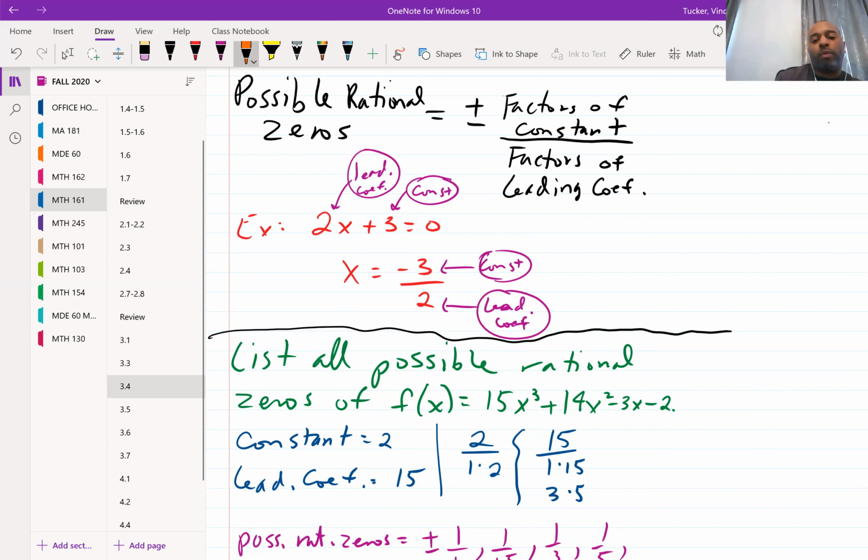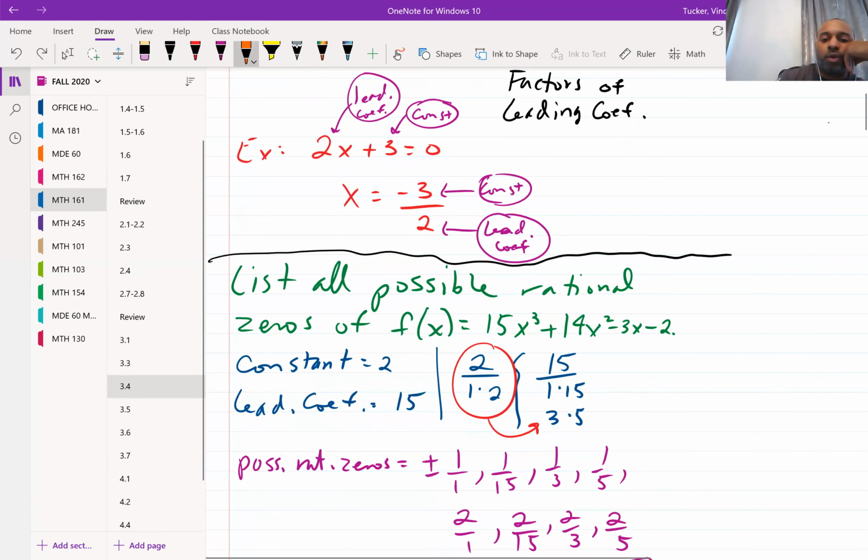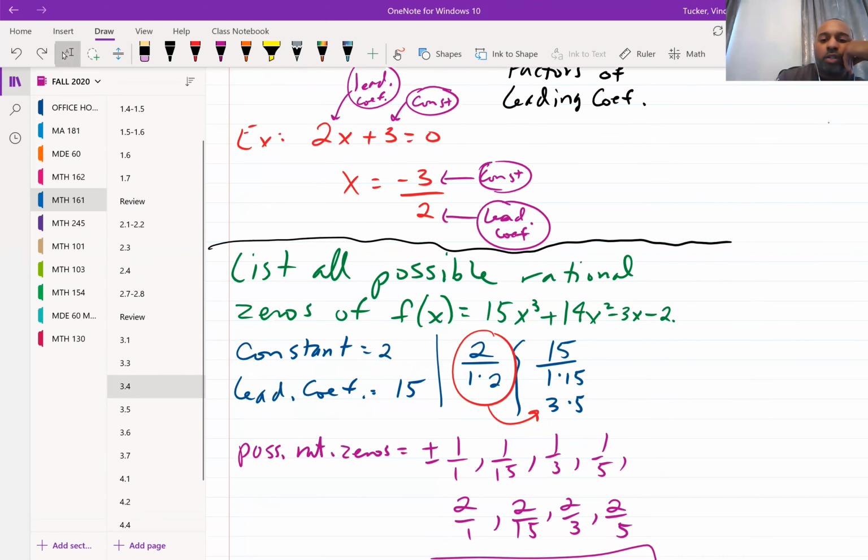All right. So now once we've established our constant and the factors, leading coefficient and factors, we'll take each one of our factors of the constant 2 and place it over each one of the factors of the 15. So that's 1 over 1, 1 over 15, 1 over 3, 1 over 5, 2 over 1, 2 over 15, 2 over 3, and 2 over 5. And that's going to be plus or minus each one. I just didn't repeat the plus or minus writing.